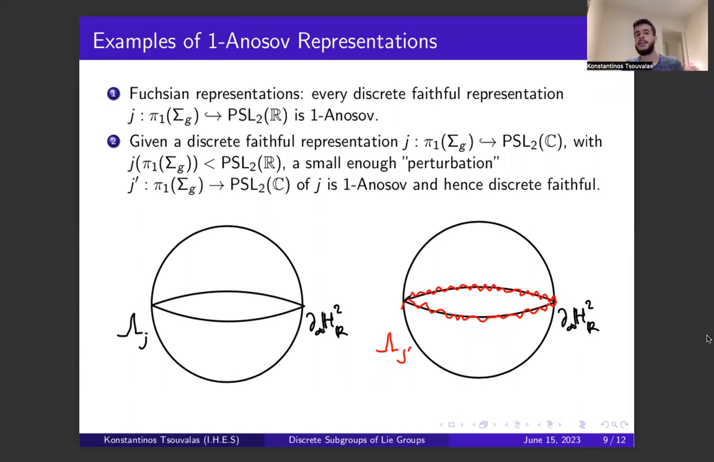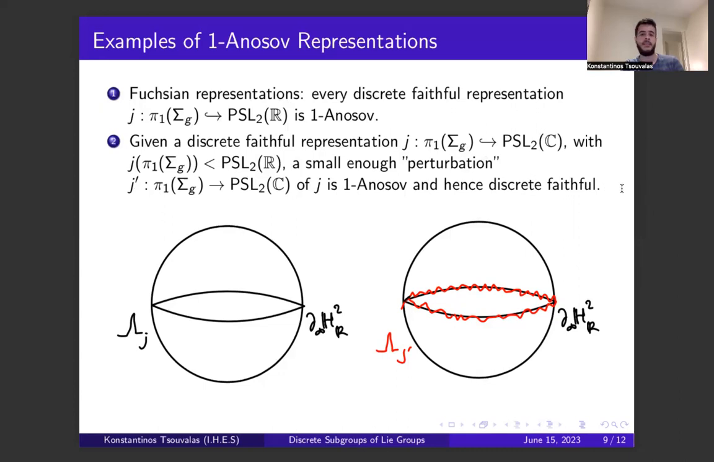And also if you consider PSL2R as a subgroup of PSL2C, so if you see now a Fuchsian representation as a representation in PSL2C, then you can perturb that representation, and a small enough perturbation of that representation, j prime, remains one Anosov and is also discrete and faithful. But what do we mean by a small perturbation? You have your initial representation and you have the image of your generators of the surface group. So you slightly perturb the generators, but always respecting the defining relation of the surface group. As soon as you perturb them close by, you obtain new examples of representations, j prime. And as soon as this perturbation is small, the representation remains discrete and faithful.